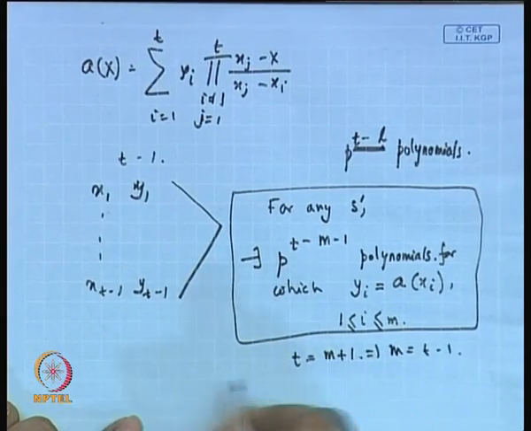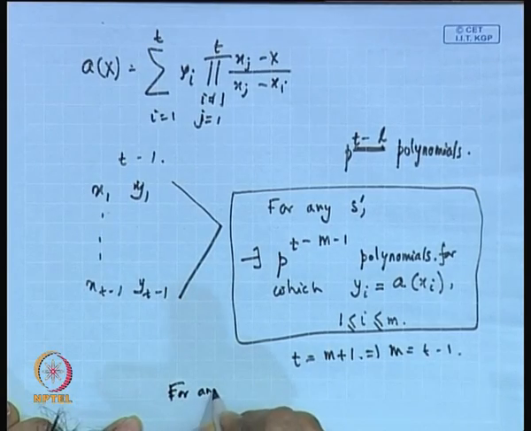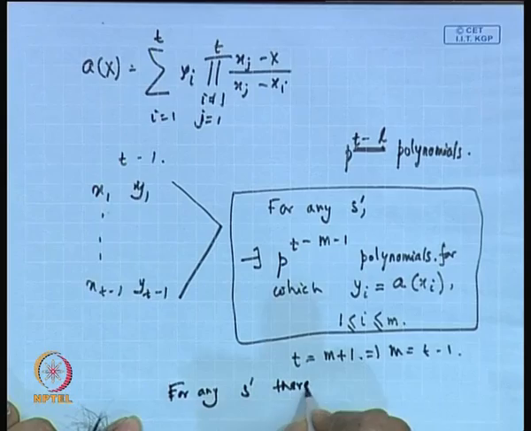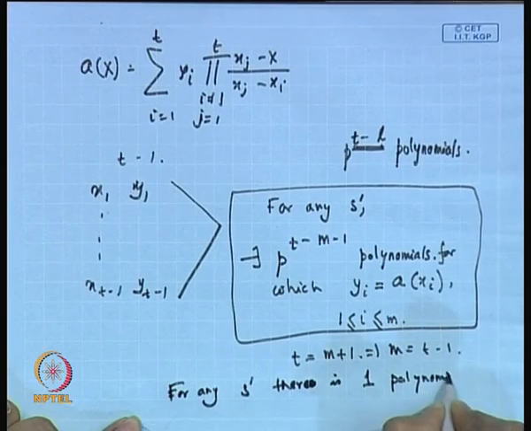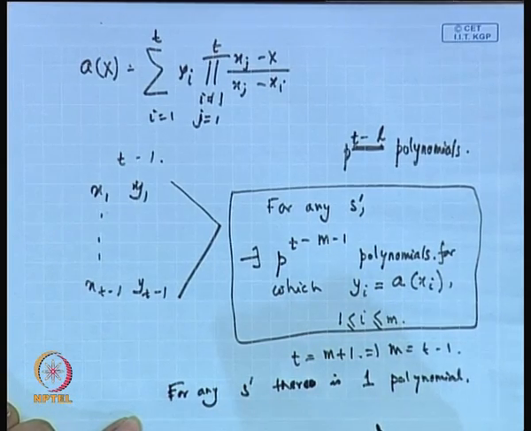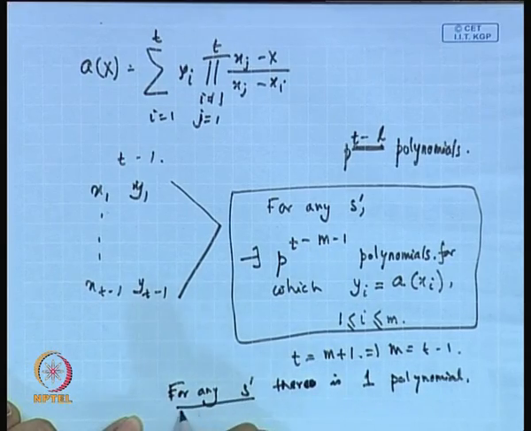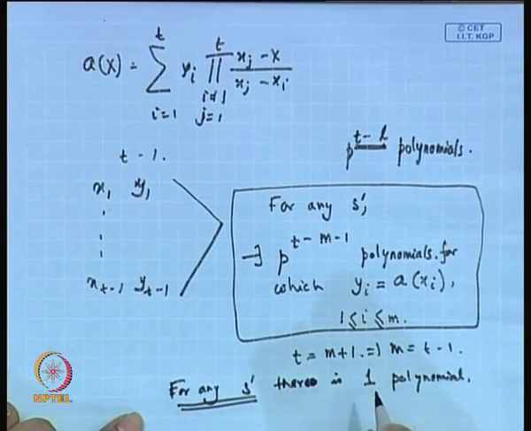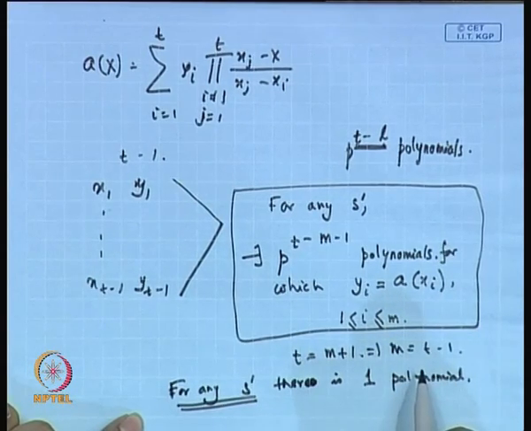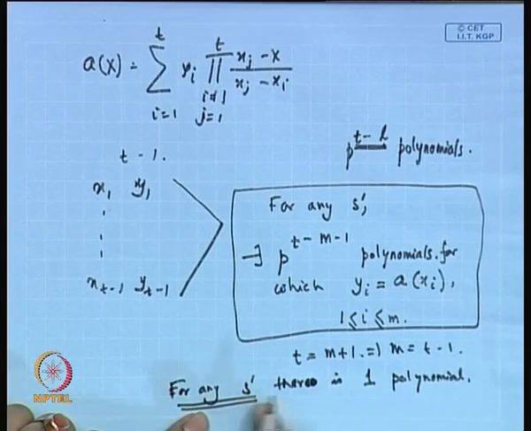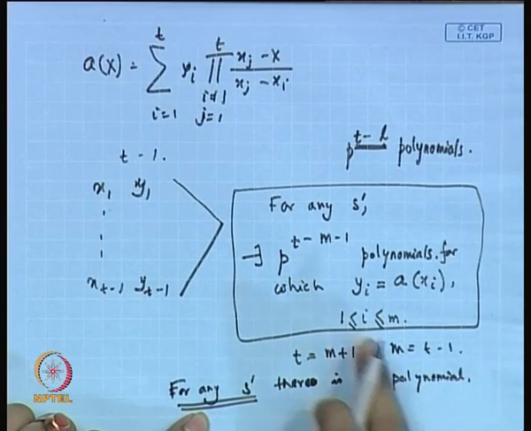So, that means in that special case, for any s dash there is one polynomial for which this result holds. Which means that for any s dash you can select, for any secret which you choose, there is one such polynomial. So, that means these m shares, where m is equal to t minus 1, are not revealing any information. You see that, because whatever be the secret value, there exists one polynomial for which the relation holds for these m points.